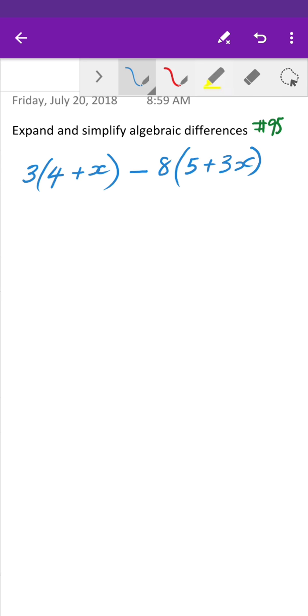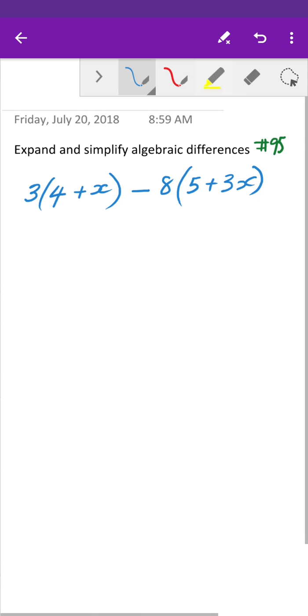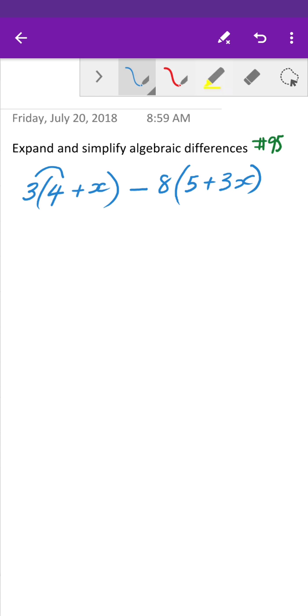Now, we expand each of these separately. So let's first of all expand. 3 times 4 is 12, and 3 times x is 3x, and so they're positive. Now here, I'm just going to continue treating this as a negative.